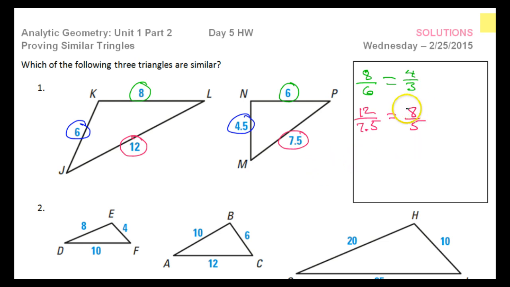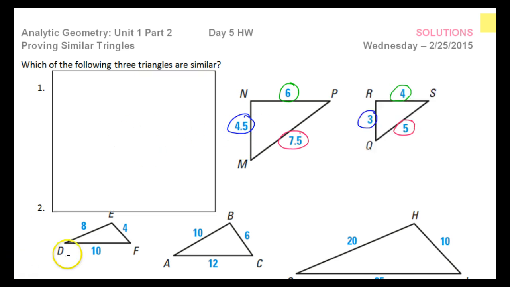Okay, so right there, that means these two triangles are not similar, because these sides are not proportional. So I can stop there as far as these two go. So that's a big no. Alright, so let's check these two now.